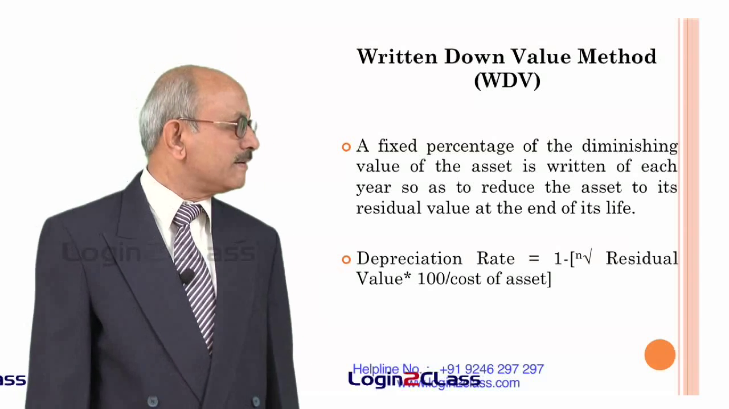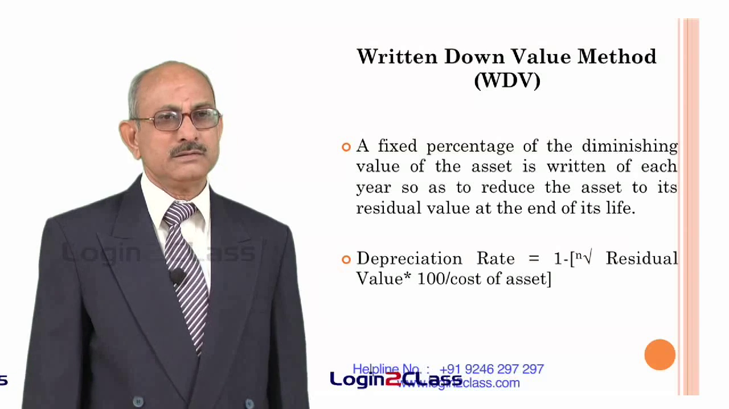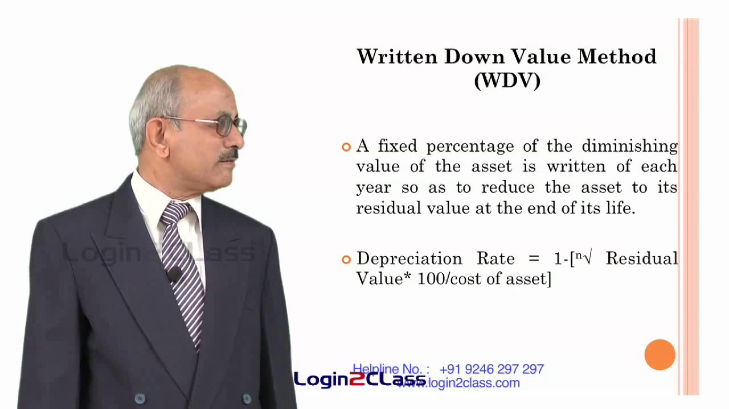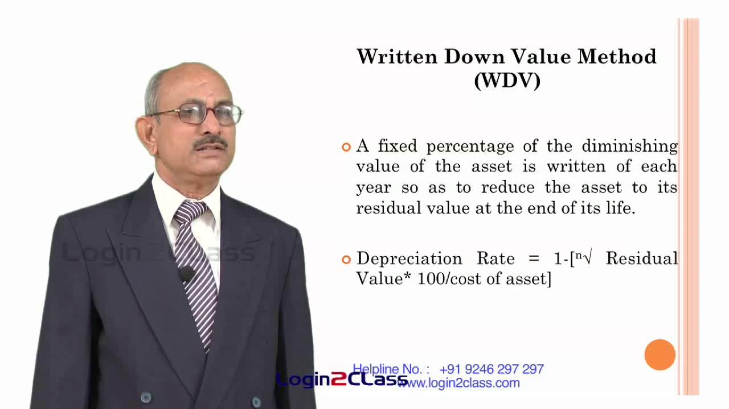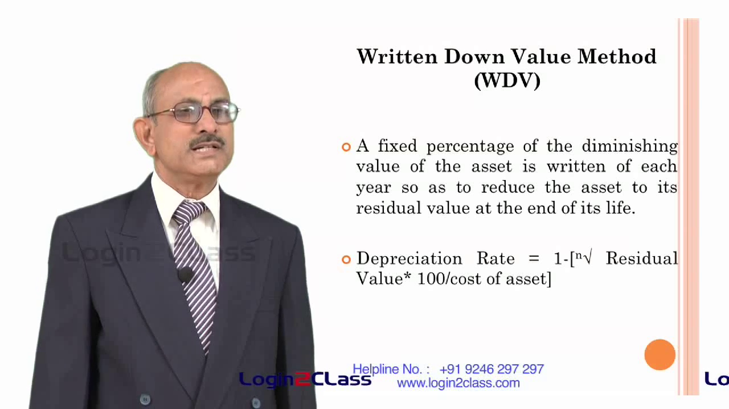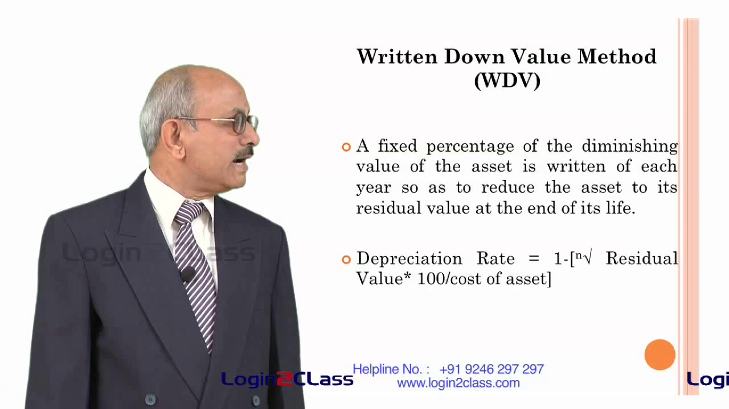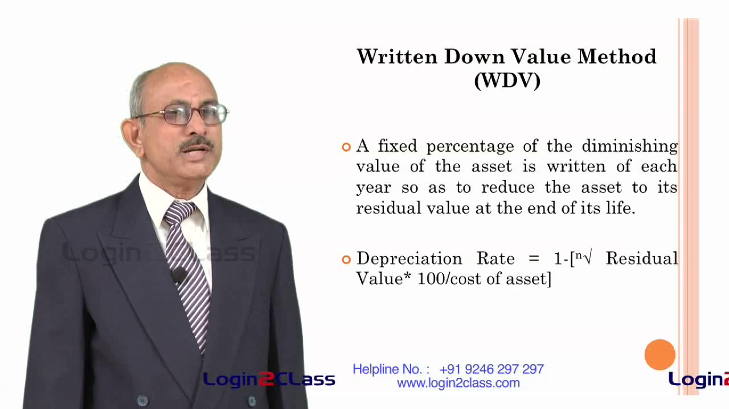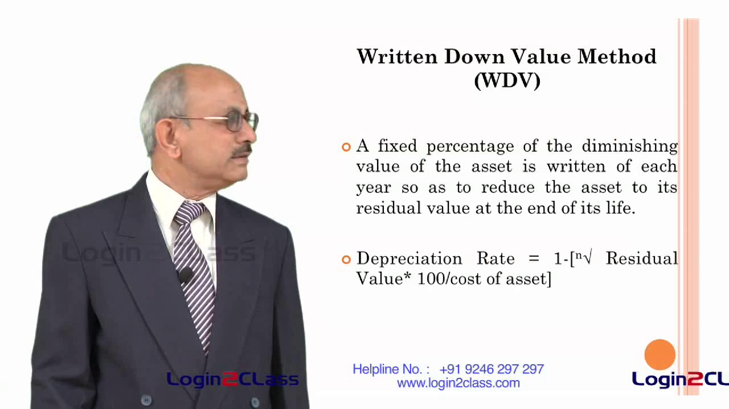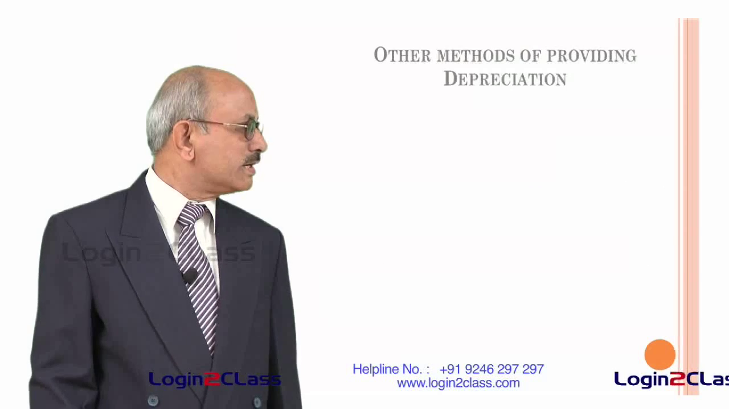So we have to first find out the residual value, like in the other case also we have to find the estimated residual value or the scrap value, and the cost of asset is known, that is the historical cost, and from that you find out the percentage rate, and that rate is applied on the basis of reduced balance method. This is how WDV method operates in accounting.